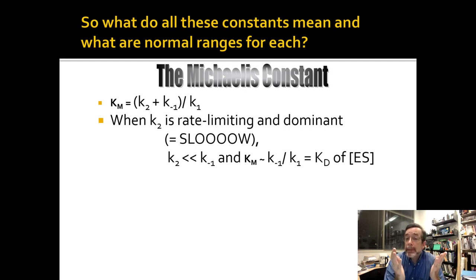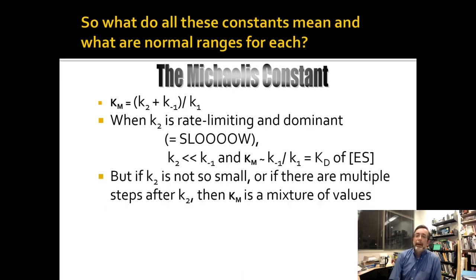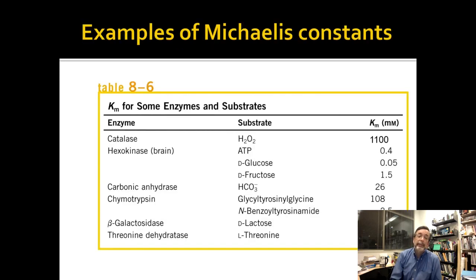So if our assumptions are correct, then we can look at it and say the Km looks like a dissociation rate for E plus S. We just have to neglect what K2 is, and as long as it's a small number, that's an okay approximation to make. Now you have to worry about this if K2 is not so small. If there are multiple steps after K2, we have a lot of assumptions here that we've made to make our math simple. Then Km is a mixture of values, so you can only say it is approximately, squiggly line, Kd of ES. It is not equal to the Kd of ES.